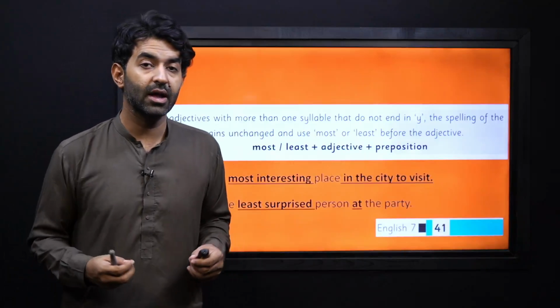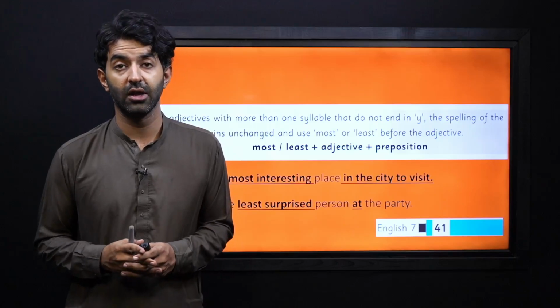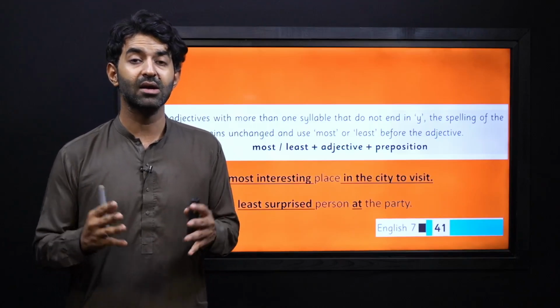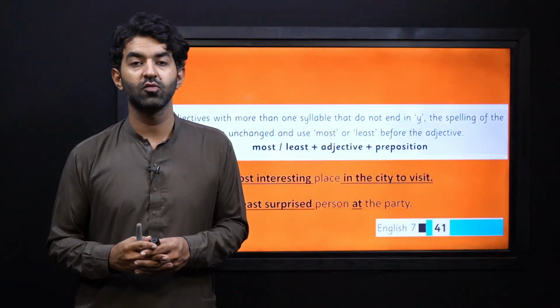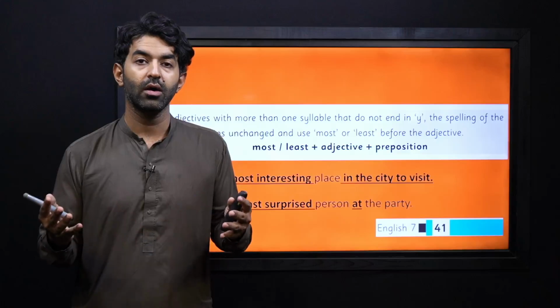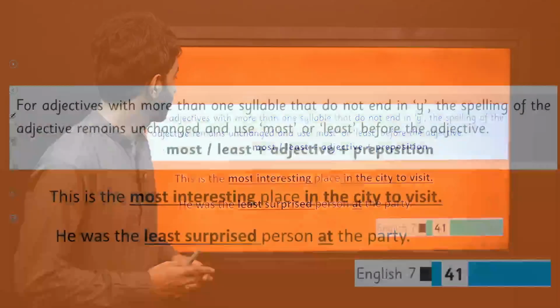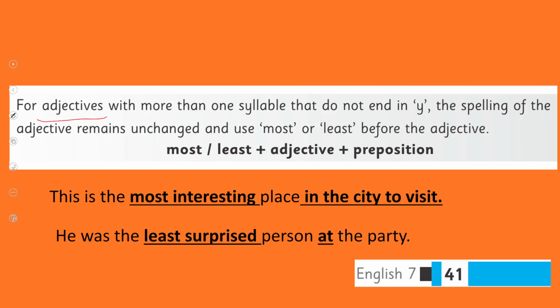Now, let's look at another situation. These rules, dear students, are very important if you want to make comparative or superlative degrees of adjectives with one syllable that ends in y, two that end in y, or all those situations that we are learning. For adjectives with more than one syllable that do not end in y, the spelling of the adjective remains unchanged. We do not change that spelling. We will be using most or least before that adjective. And most or least will come first, then your adjective, and then the preposition.